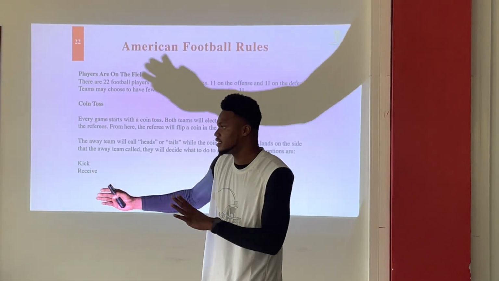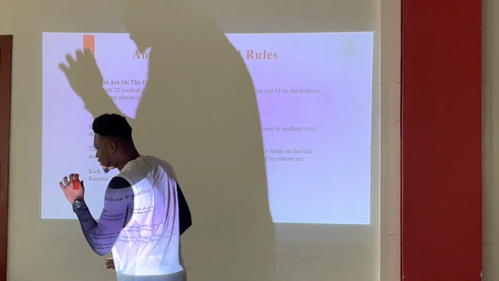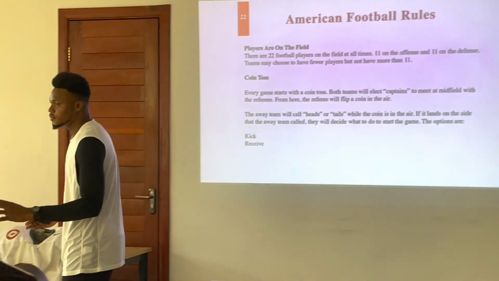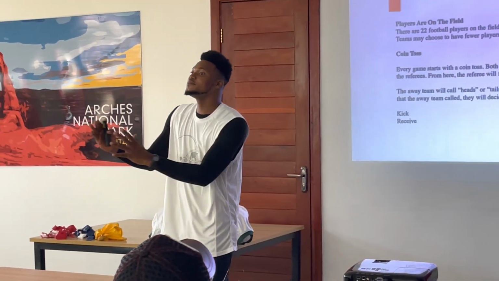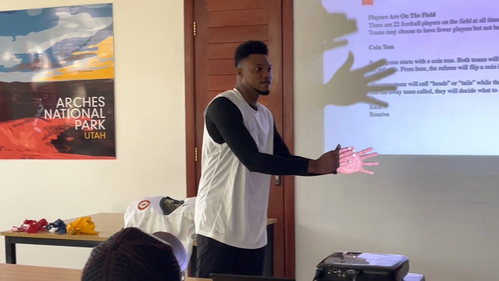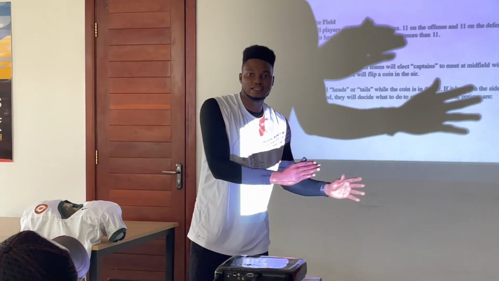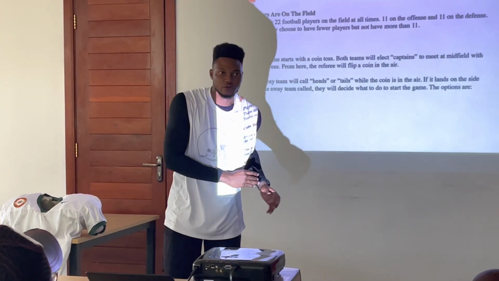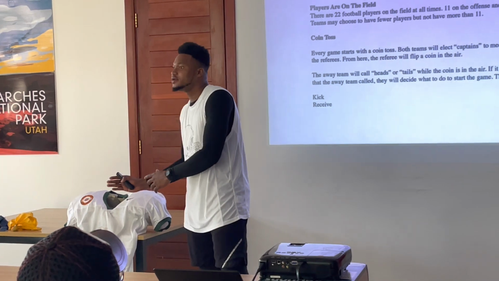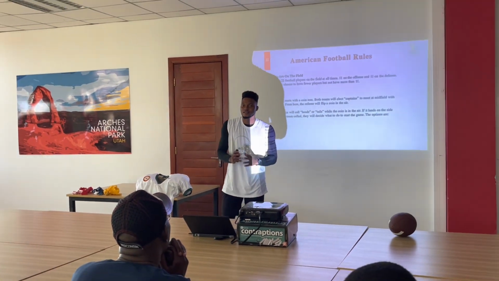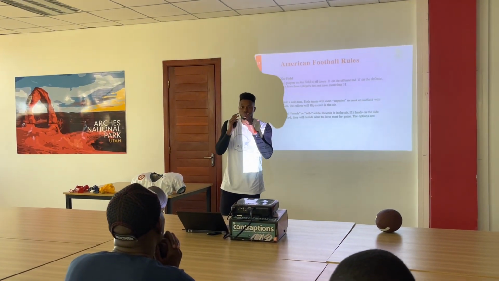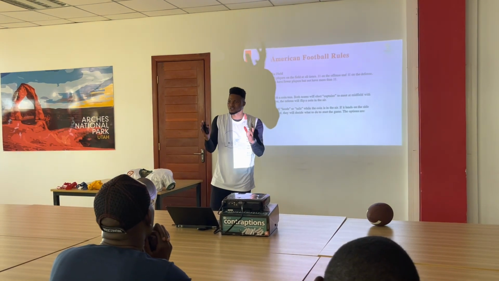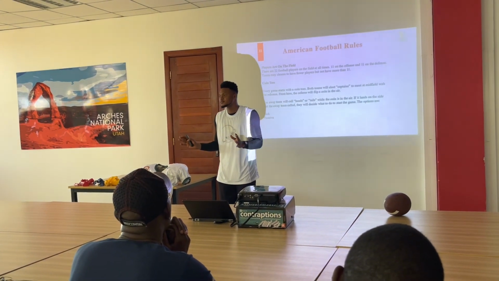Now, before I proceed, let me make you understand something. In American football, there are various teams. We do have the offense team, the defense team, the kick team, the kick return team, and then the special team. That is why a whole club will have a team composite of, let's say, 60 players.